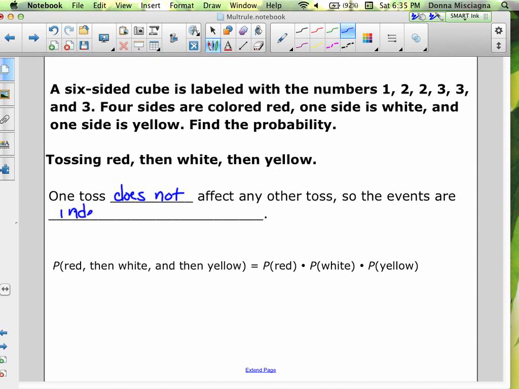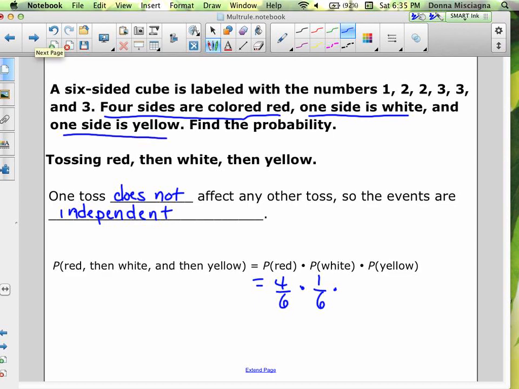You can just add that to your notes. So in this case, what we get on one roll has no impact on what we get on the next roll. So the probability is just going to be the product of the 3 probabilities. The probability of tossing the red side, there are 4 red sides, so that's going to be 4/6. There is 1 white side, so 1/6 is the probability of tossing a white. And there's 1 yellow side, so also 1/6.